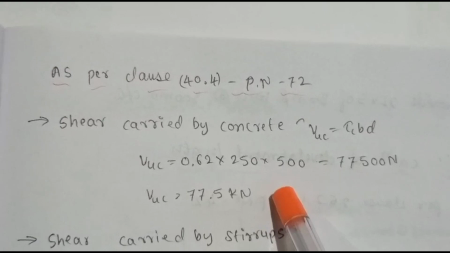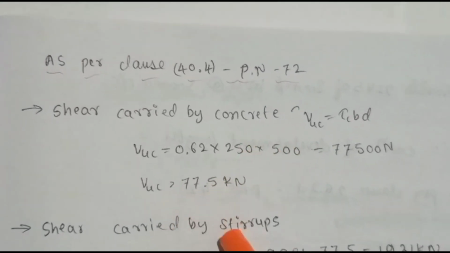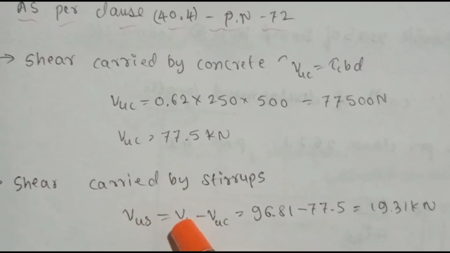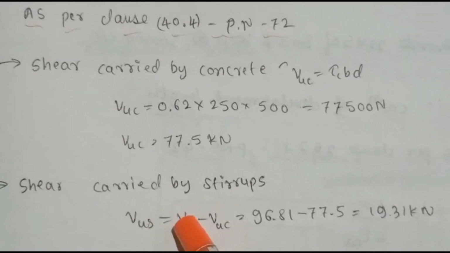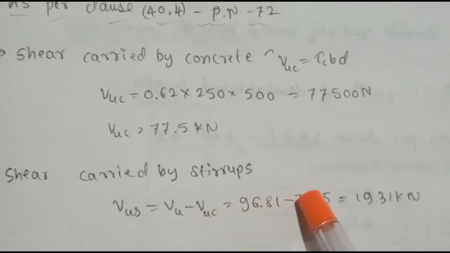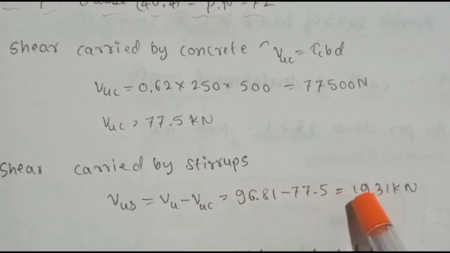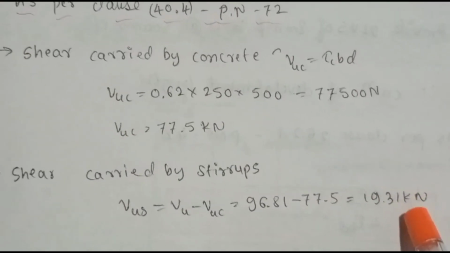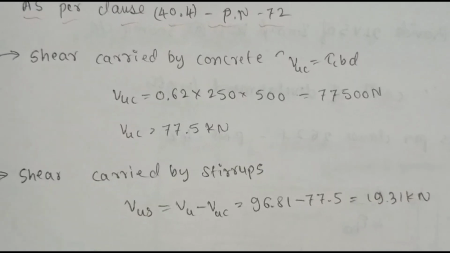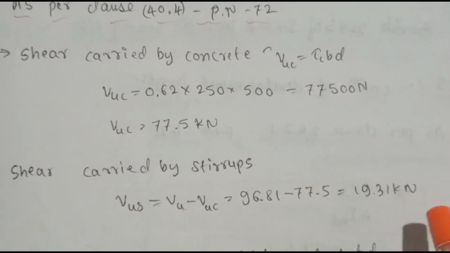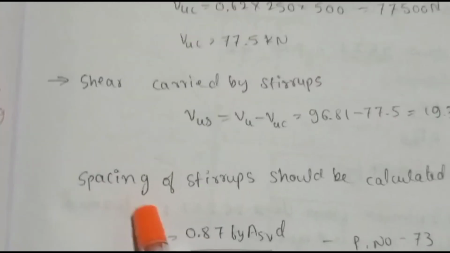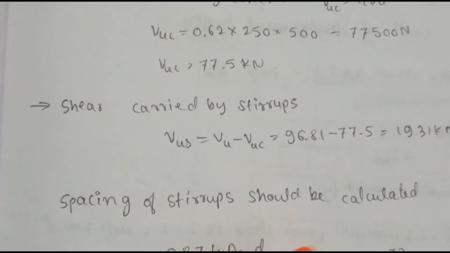After the calculation of this, we also need to calculate shear carried by stirrups, that is denoted as Vus. For this we have the formula Vu minus Vuc, shear carried by concrete. Substitute all the values, we'll get 19.31 kilonewton. So after the calculation of shear carried by concrete and shear carried by stirrups, we need to calculate the spacing of stirrups.